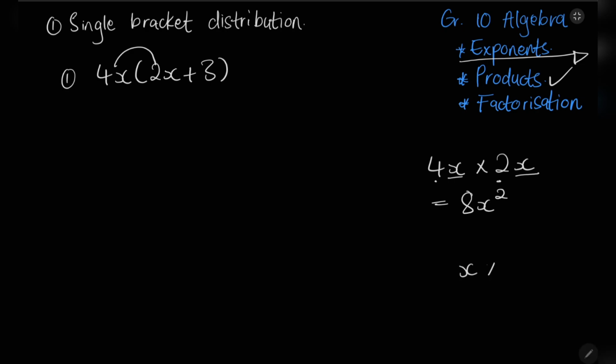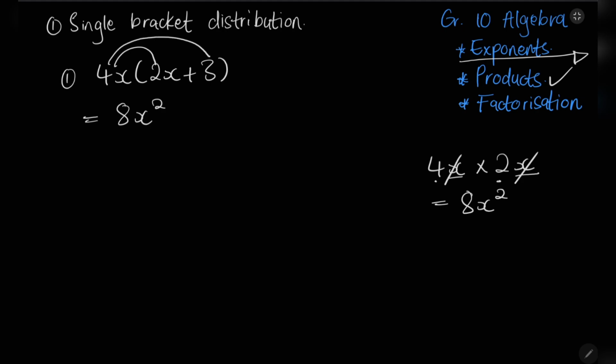So this is x times x. We have two terms that are multiplied, so we add the exponents. You know there's an invisible 1 here, an invisible 1 there. So it's x to the power of 1 plus 1, which is x squared. So 4x times 2x is 8x squared.